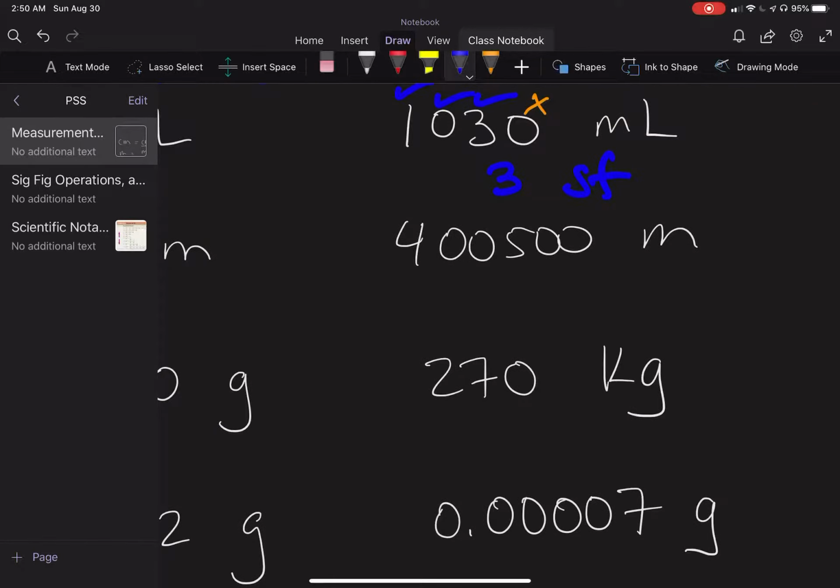Next one, 400,500 meters. So the 4 counts, the 5 counts, and then these zeros that have been sandwiched count, but these 2 zeros do not count. So this is 4 sig figs.